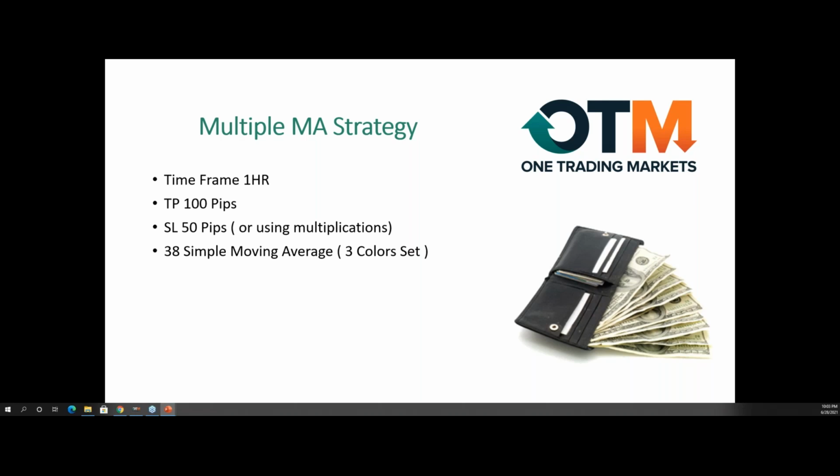So the first strategy, as I told you, is the multiple moving average strategy. The time frame that we are using is 1 hour. The take profit after entry will be 100 pips, and the stop loss is 50 pips, or using the multiplication strategy that I also explained in a previous video that you can see on my website.